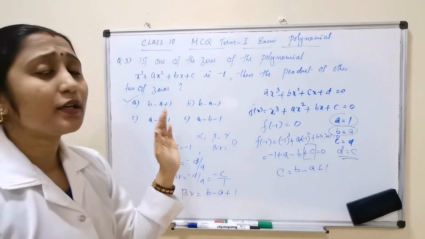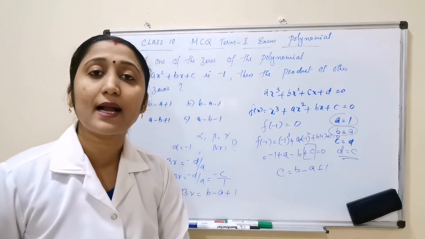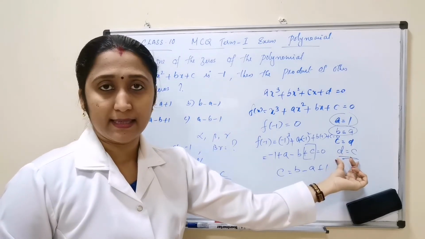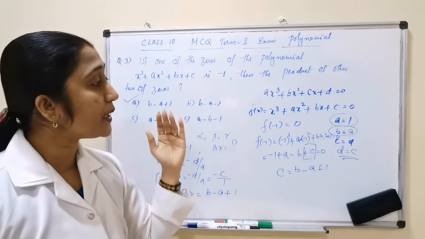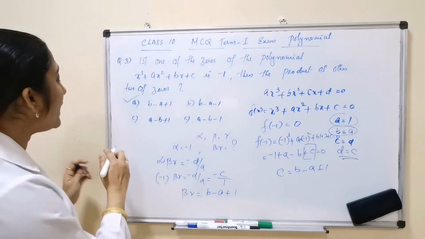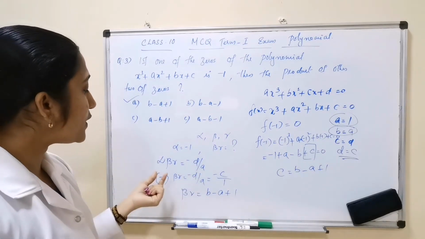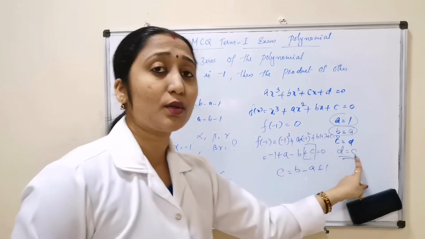We know the product of the zeros of the cubic polynomial, alpha beta gamma, is equal to minus d by a. From here d is c. Substitute here: alpha is -1, since one of the zeros is -1, and a equal to 1. So substituting, in the place of d we can write d equal to c.